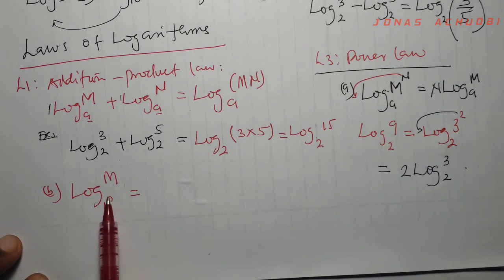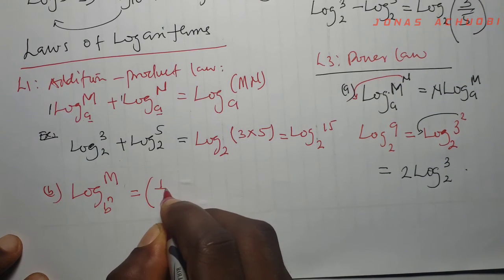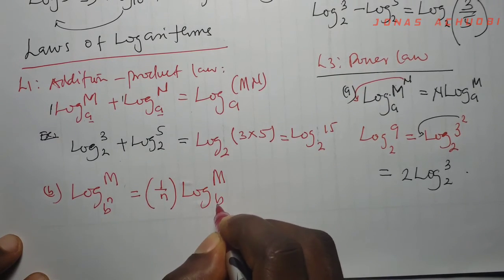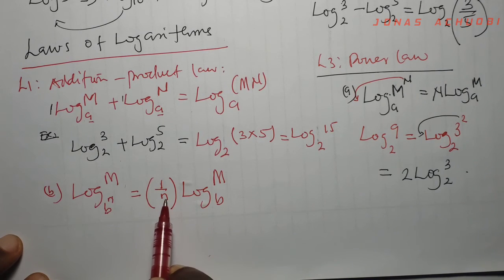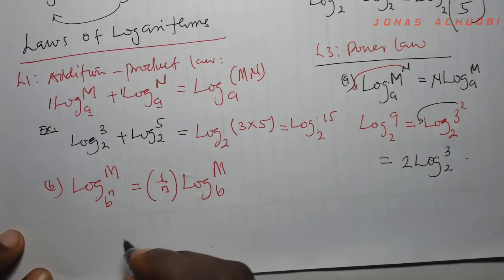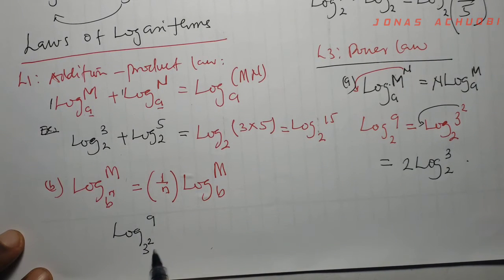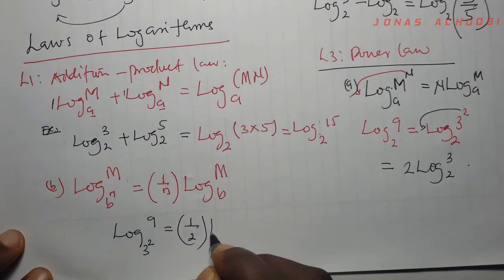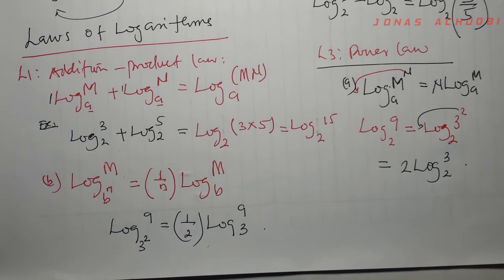So here the base is b raised to the power n. When we have this, where the power of the base is n, we write 1 divided by n, close the bracket, log of what? m base b. So log of m base b raised to the power n is equal to 1 over n times the log of m base b. For instance, if you have the log of 9 base 3 raised to the power 2, so the power here is on the base, this simply means 1 over 2 times the logarithm of 9 in base 3. So we call this the power law.